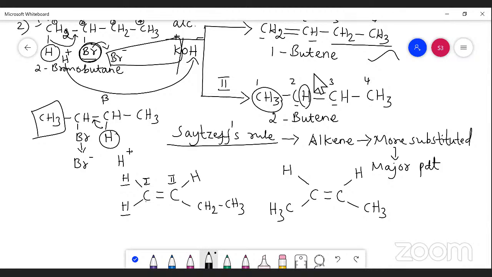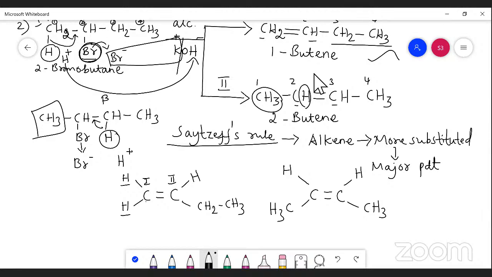Okay. Now, what is your Saytzeff rule? More substituted alkenes lead to major products. More substituted alkenes lead to what? A major product. Okay. Now you look at those two structures. Which will be more substituted?